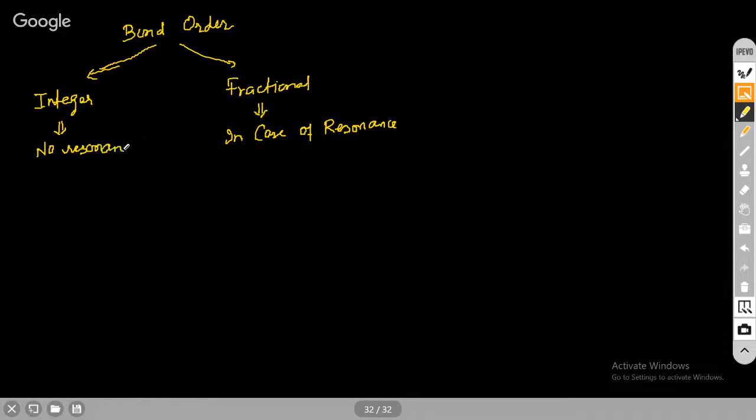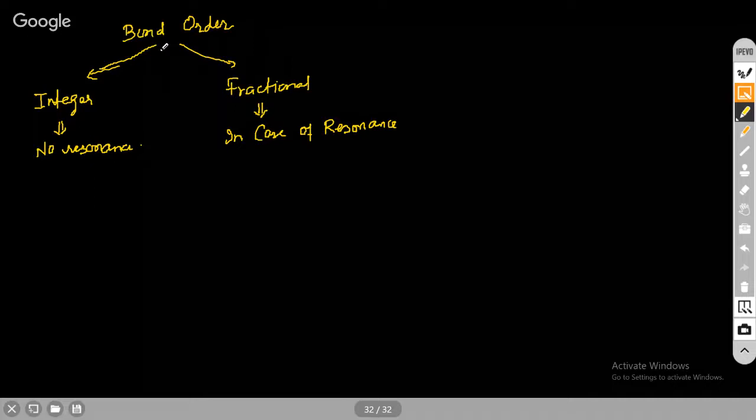So we have discussed this bond order and we know the fractional value is also possible, but there we haven't discussed why this fractional value is possible. The fractional value is possible because of resonance, because of delocalization of electrons, pi electrons, right? Now, you see how to calculate this bond order. Now, the main thing is the calculation of bond order, okay?